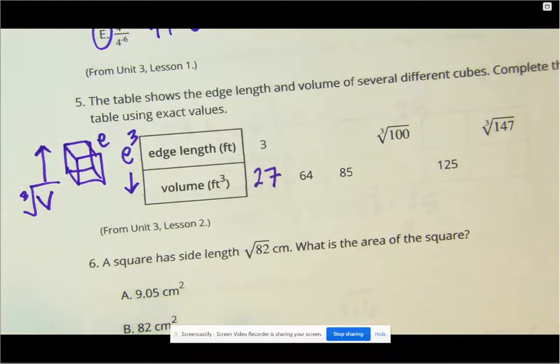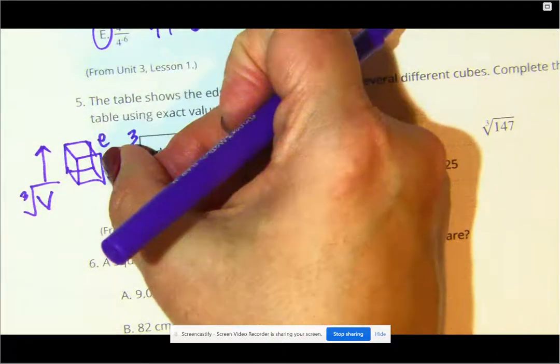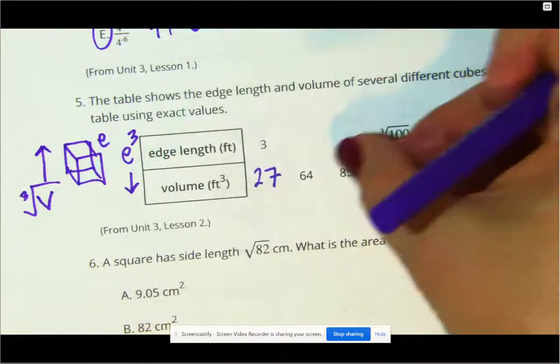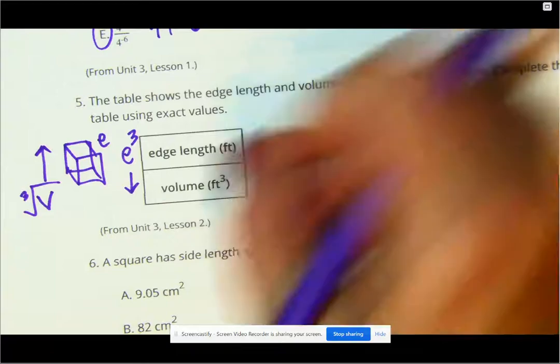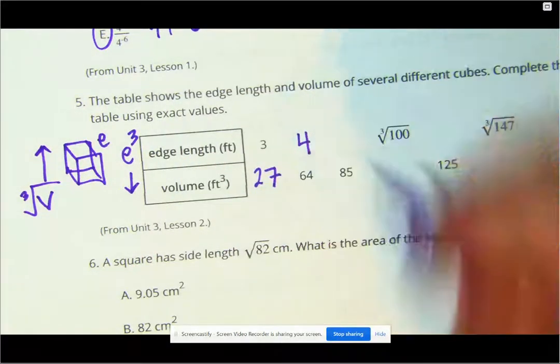It's 3. 3 times 3 times 3 is 27. This time they're telling me the volume is 64. What would the edge need to be? What times what times what is going to give me 64? I'm going to take the cube root of 64, which happens to be 4.